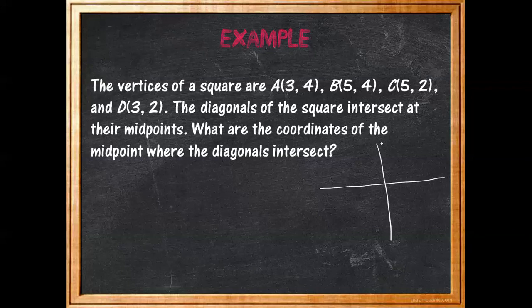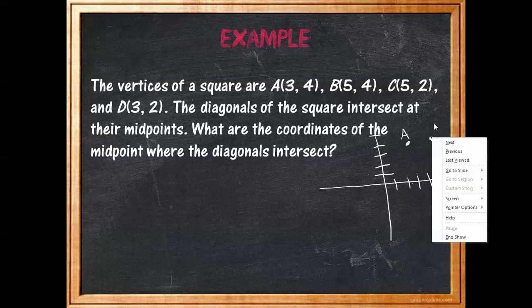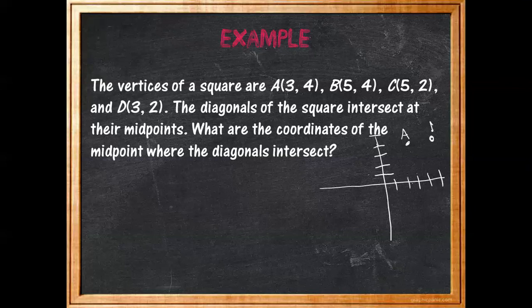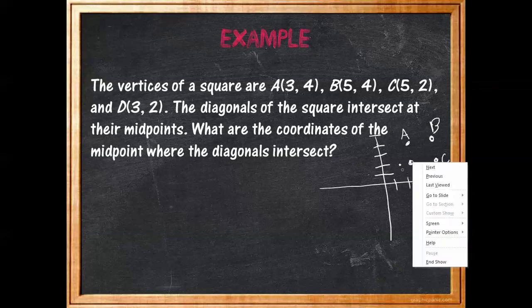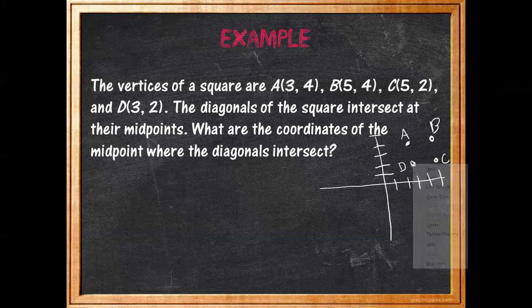Just to make a picture here, we're given 4 points of a square. A is at 3, 4. Then B is 5, 4. C is 5, 2. And D is 3, 2. So what we want to do is find where the diagonals intersect here in the middle.